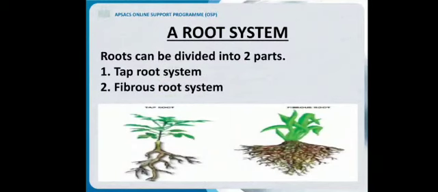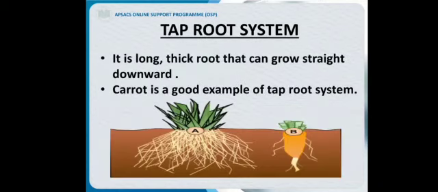Root system. The root system can be divided into two parts: taproot system and fibrous root system. You can easily see in the picture. The first is taproot and the other is fibrous root system. Moving forward with the taproot system. A taproot system is a long, thick root that grows straight downwards. Carrot is a good example of a taproot system. Below is a diagram of the taproot system. This helps you in understanding the taproot system.